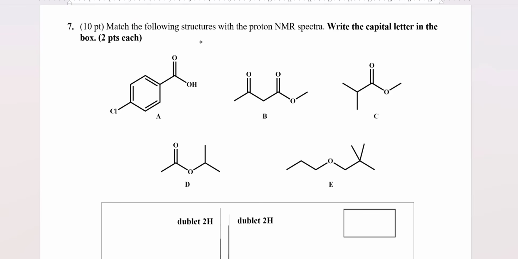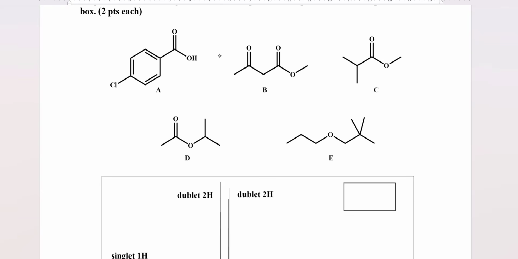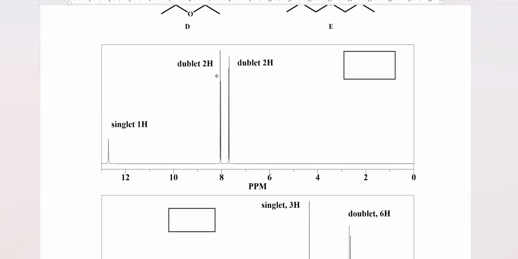In question number 7, we have compounds and we would like to match them with H NMR. Compound A is different because we have a benzene ring, and we know a benzene ring shows between 7 to 8 ppm. So we can easily find compound A. This is compound A because we see peaks for the aromatic ring in this NMR.